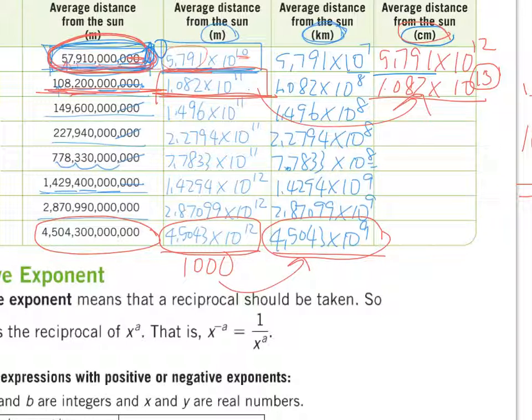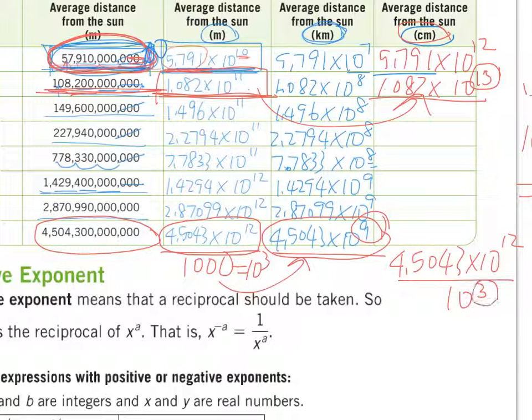What is 1,000? 1,000 is 10 to the third. So what we did, we had 4.5043 times 10 to the 12th divided by 10 to the third. Look what it becomes. It becomes ninth power. So what would you do between 3 and 12 to generate 9? You subtract them. So that's a property we will introduce very soon.